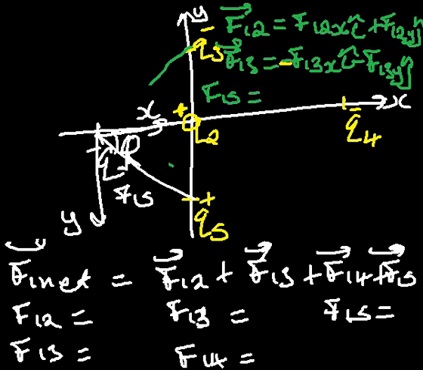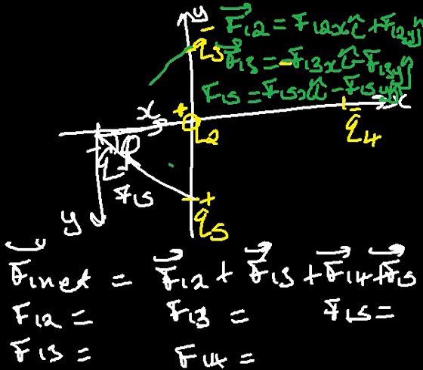So F15 will be given as, now the X component is going towards the positive direction. That will be given as a positive. We'll have F15x i, and the Y component is going downwards, so we'll have minus F15y j.